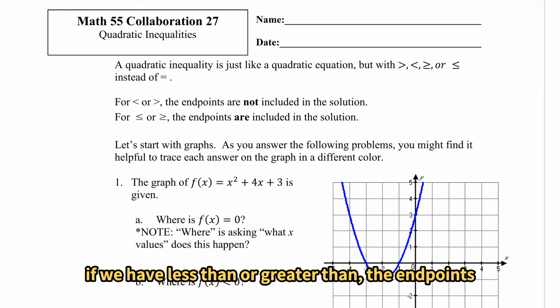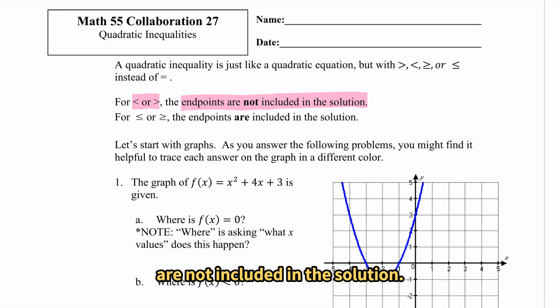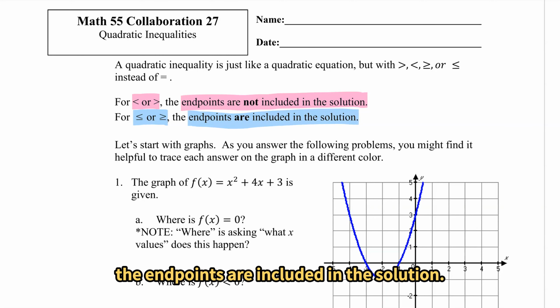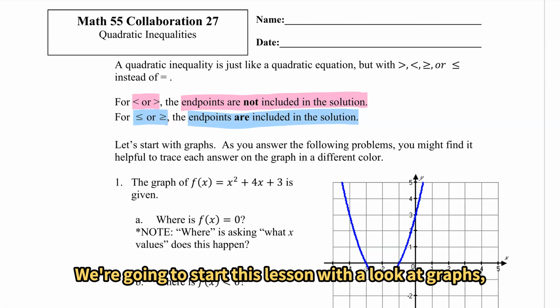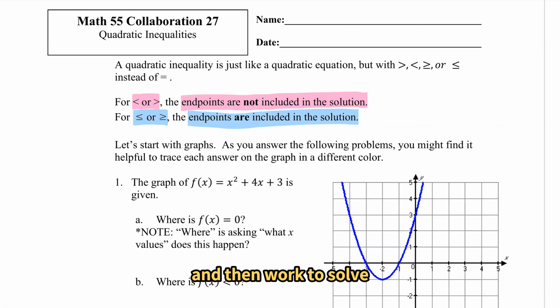If we have less than or greater than, the endpoints are not included in the solution. If we have less than or equal to or greater than or equal to, the endpoints are included in the solution. The equality means we include those endpoints. We're going to start this lesson with a look at graphs and then work to solve quadratic inequalities symbolically.